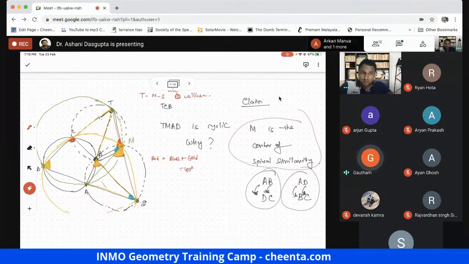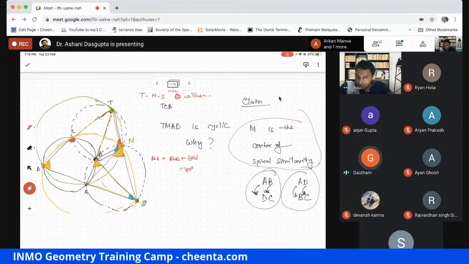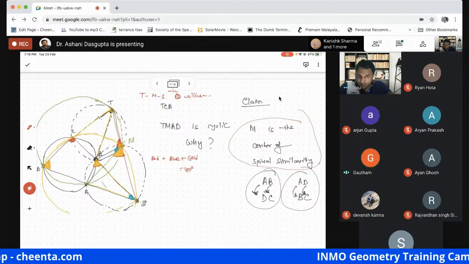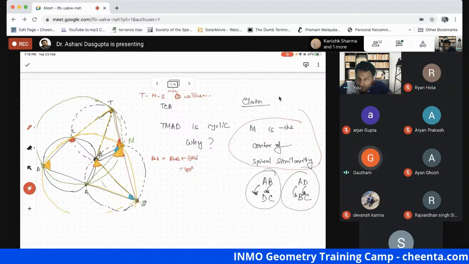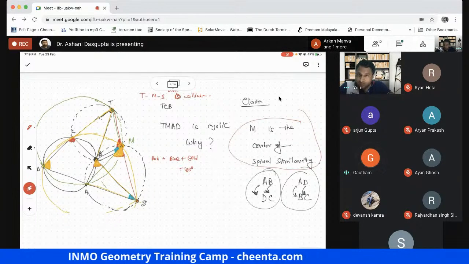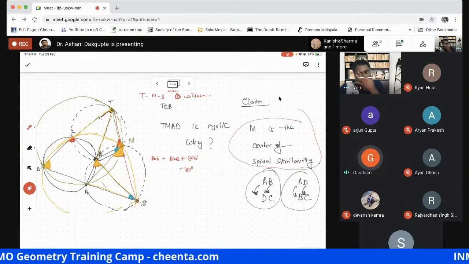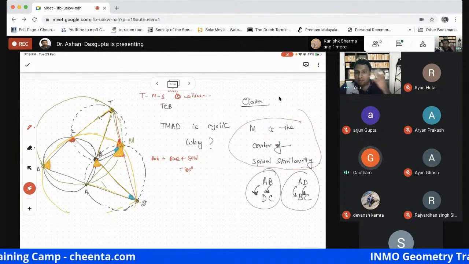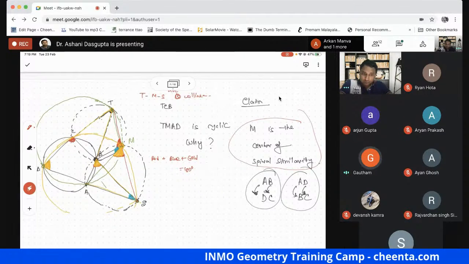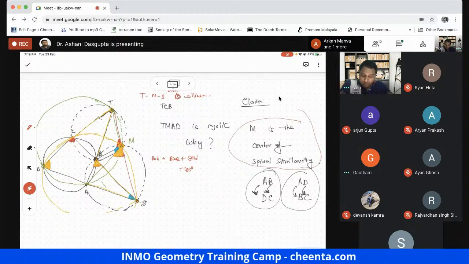Just as a first instinct, I would try to do the same construction that we did for finding the center of spiral similarity on the previous slide, one or two slides ago, and do it for both the spiral similarities that we want to look at. And then I think we will end up constructing the Miquel point, and so they will be the same.